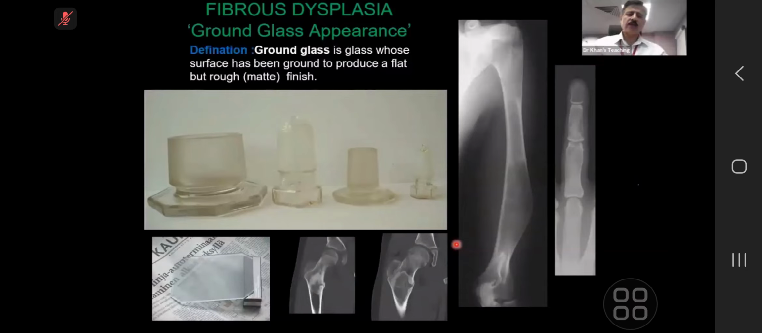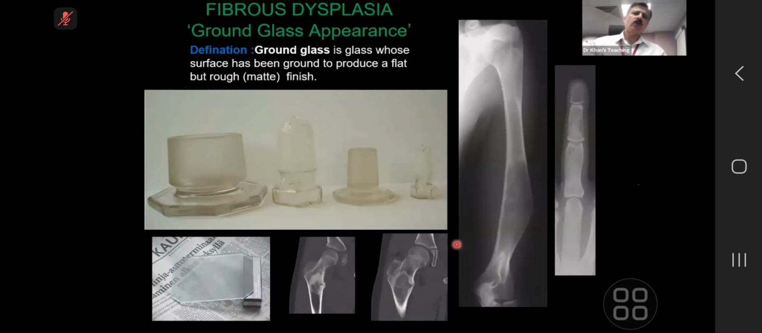What I've seen is that inexperienced people think that fibrous dysplasia means ground glass. No, fibrous dysplasia can be ground glass, but can be other kinds of appearances. So we have to go back to the pathology.